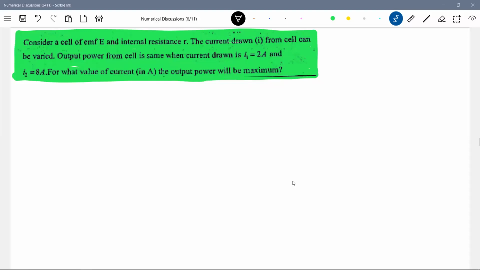A cell is there here. Consider a cell of EMF E and internal resistance R. The current drawn from the cell can be varied. The output power is still the same when the current drawn is I1, 2 ampere.